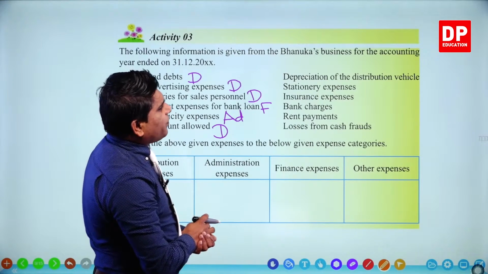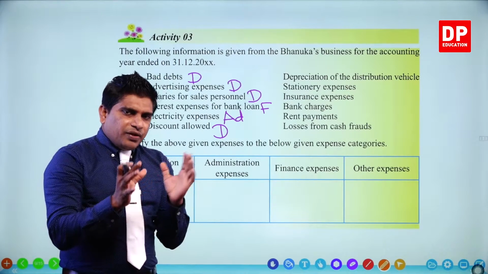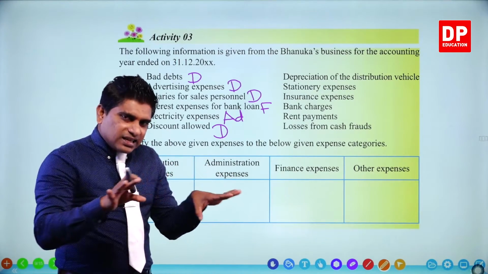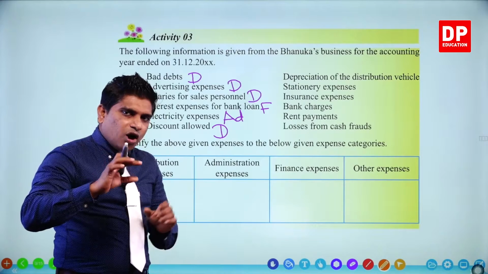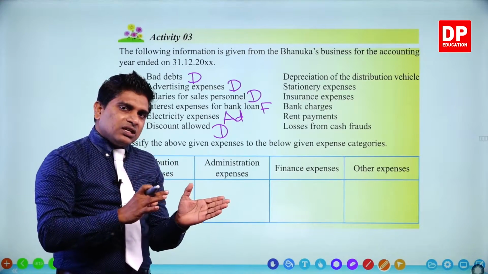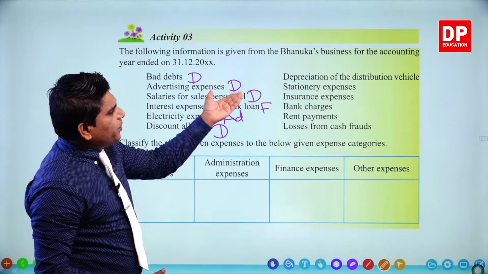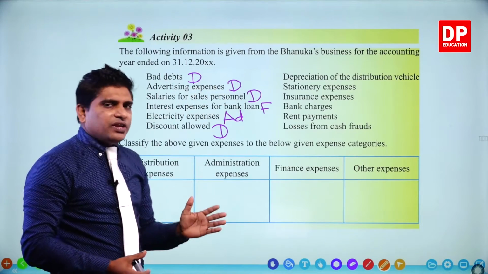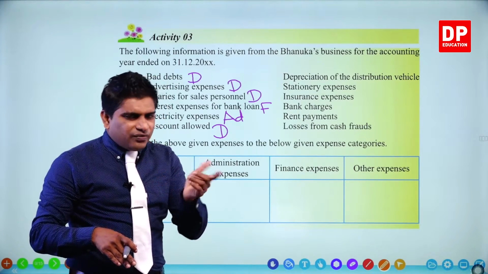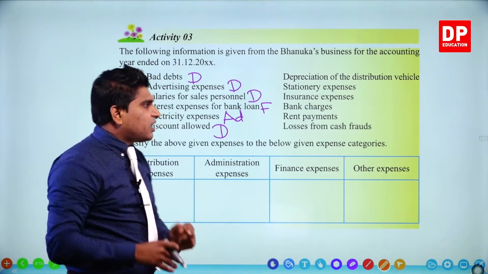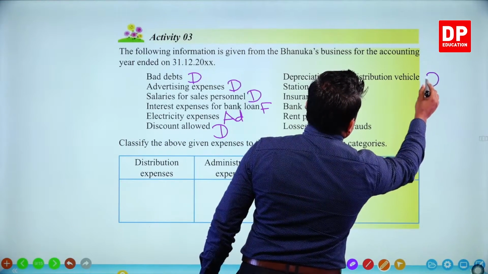Then depreciation of distribution vehicle. Depreciation means when we use non-current assets, their value decreases. We can measure, using monetary value, how much the value has decreased. So it is called what? Depreciation. Especially here, depreciation of the distribution vehicle. The vehicle that we use to distribute goods was depreciated. Then it comes under the distributing expense category. I put it here, right? Distributing expense.